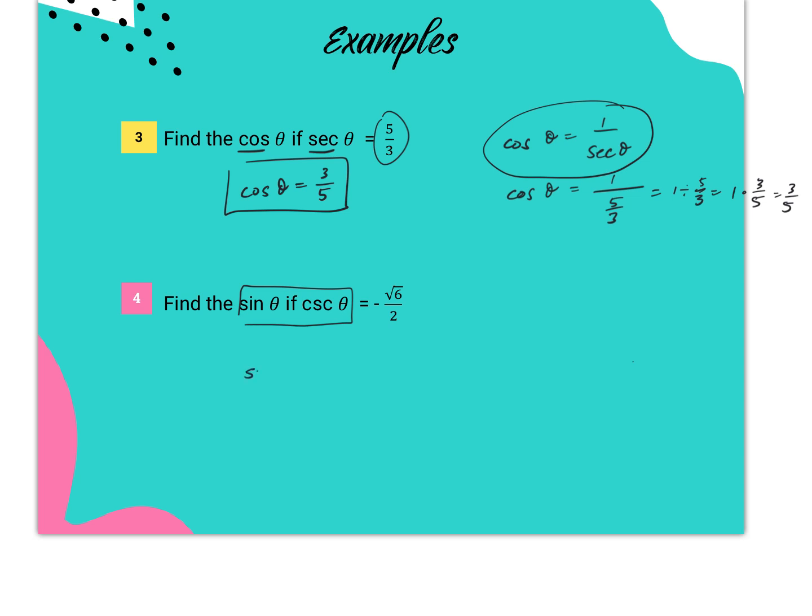Again, sine and cosecant, I know these are reciprocals of each other. So it wants me to find the sine, given that the cosecant is negative square root of 6 over 2. So I know the sine is negative 2 over square root of 6. Now I do have to rationalize that denominator, so I do have a little bit of work to do. So negative 2 radical 6 all over 6, which can be simplified to negative radical 6 over 3. And that would be my answer.